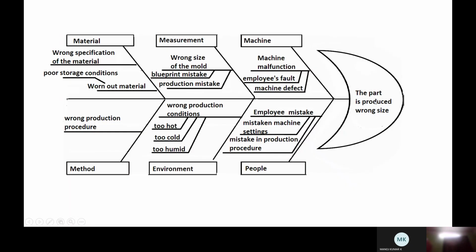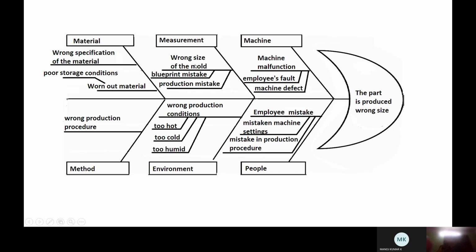The part is produced wrong size. Dimension is wrong size. So what are the reasons? So all the six are coming. Material means wrong specification of the material. Storage is very poor. Burnout material. So these are some of the subcauses. Material. That's why wrong size is produced. Measurement. Wrong size of the mold.